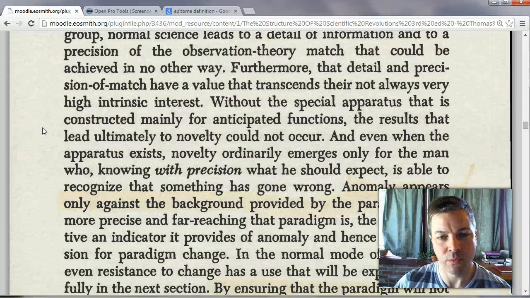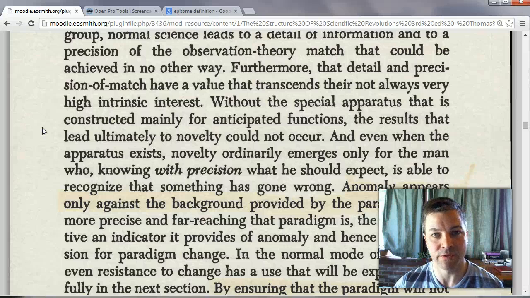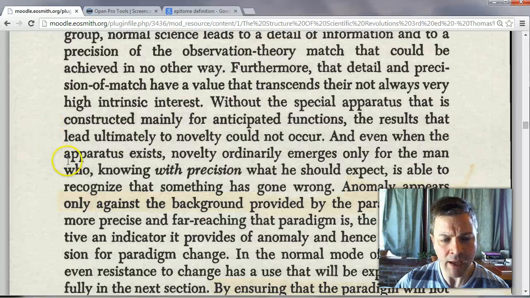Okay. So what he seems to be saying here is that these apparatus themselves, the instruments that they're building, and this kind of detail that they're going into, kind of sets them up for creating anomalies or for detecting anomalies. And even when the apparatus exists, novelty ordinarily emerges only for the man who, knowing with precision what he should expect, is able to recognize that something has gone wrong.